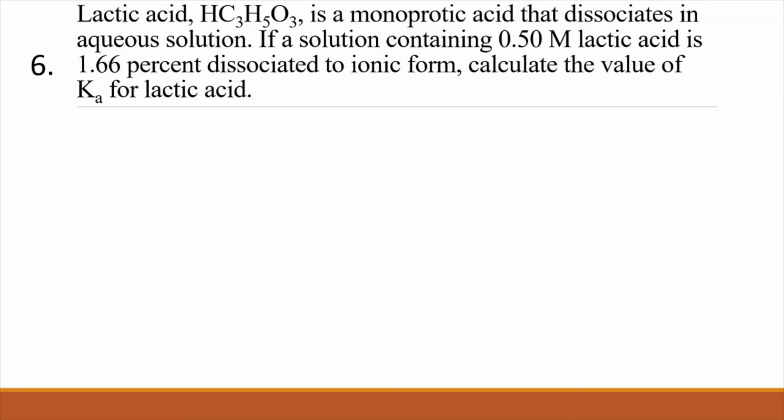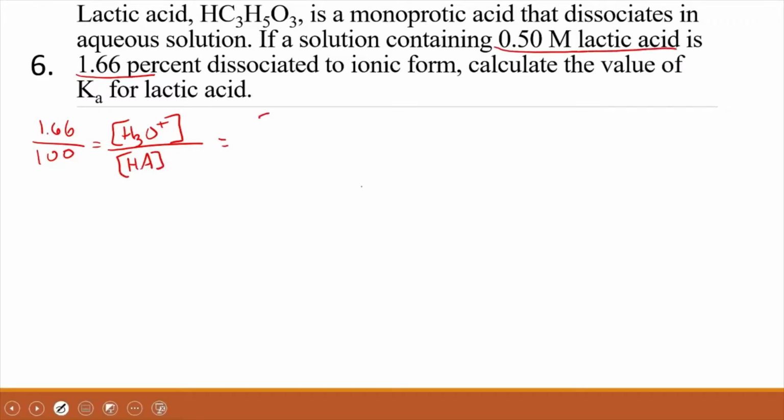So we know that 1.66% is saying 1.66 per 100 parts dissociated for lactic acid. And so that is equal to some concentration of hydronium, because that's what we're talking about with percent ionization. We're looking at the amount of hydronium divided by the amount of acid, right? And in this case, lactic acid is our acid, and we're told that it's 0.50 molar.